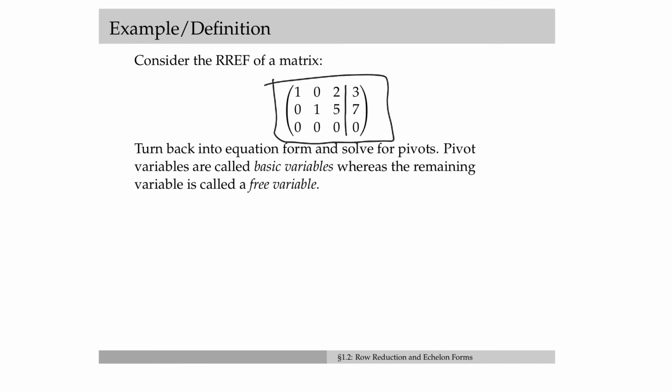All right, so the first row, we're going to think of these as x1, x2, and x3 for the columns. This translates back into x1 plus 2x3 equals 3, x2 plus 5x3 equals 7, and then this last row is saying x3 is free.